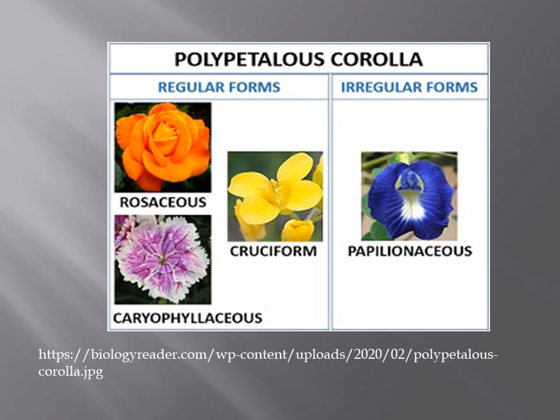The polypetalous corolla may be of two types, the regular form and the irregular form. Among the polypetalous corollas, the rosaceous, cruciform and caryophyllaceous types are the regular forms, while papilionaceous is the irregular form of corolla.